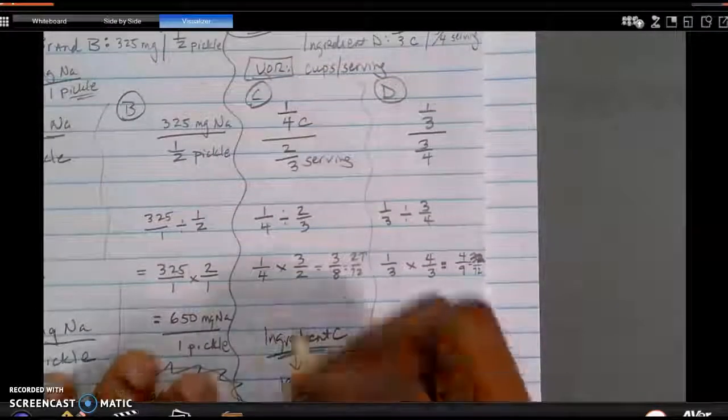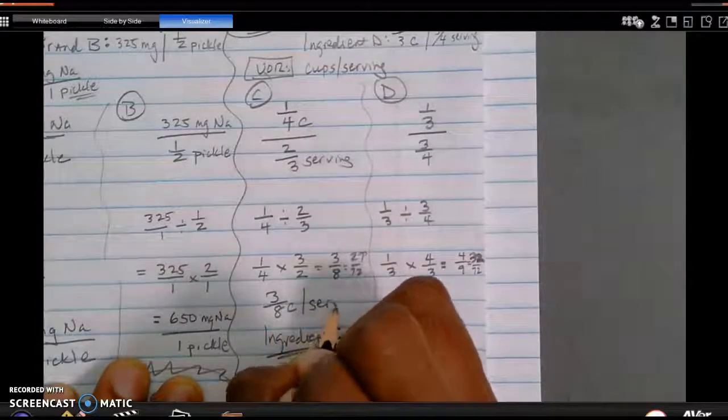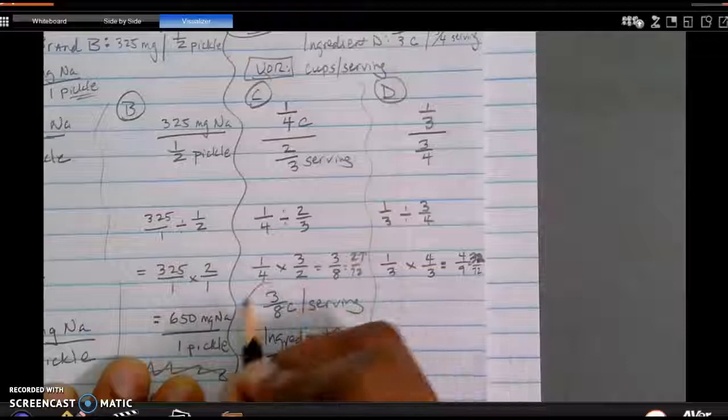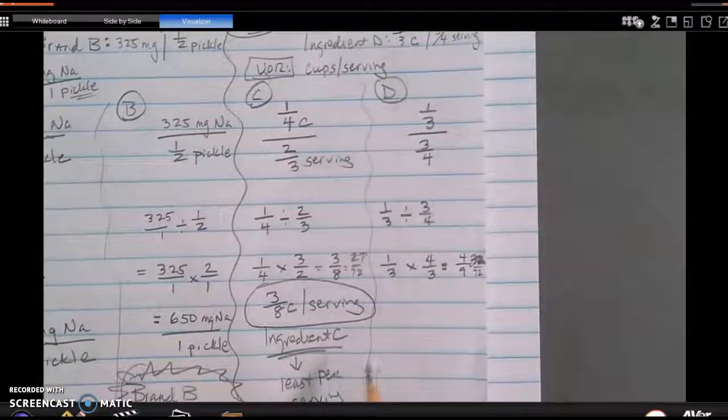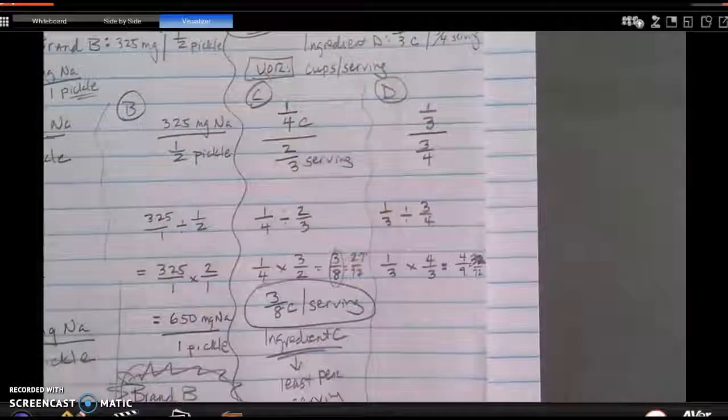So again, this becomes 3/8 of a cup per serving. Per one serving. And the only reason that I didn't write it in terms of 72nds in the denominator is because I was only using that to confirm which one was smaller. But I'm going to go back to the original, more user-friendly number. So 3/8 of a cup of ingredient C per serving.